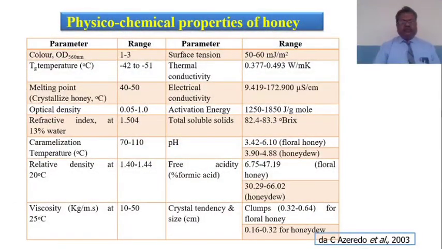Dear friends, when we see the physico-chemical properties of the honey, these are the physico-chemical properties, their parameters and their ranges. When we see the color, wavelength is 560 nanometer, its range is 1.3, temperature is 42 to 51, melting point is 40 to 50, then the optical density. These are the different physico-chemical parameters: refractive index, then caramelization temperature, then relative density, then viscosity, surface tension, thermal conductivity, electric conductivity, activation energy, then total soluble solids, then pH, then free acidity, and crystal tendency and size. These are different physico-chemical properties of the honey and their ranges.